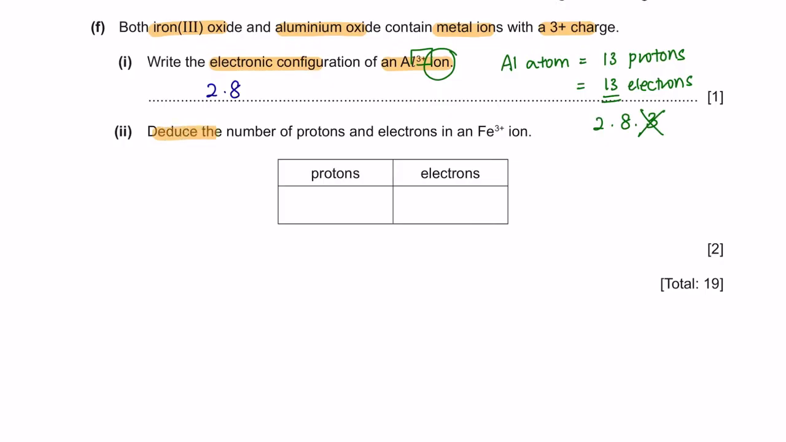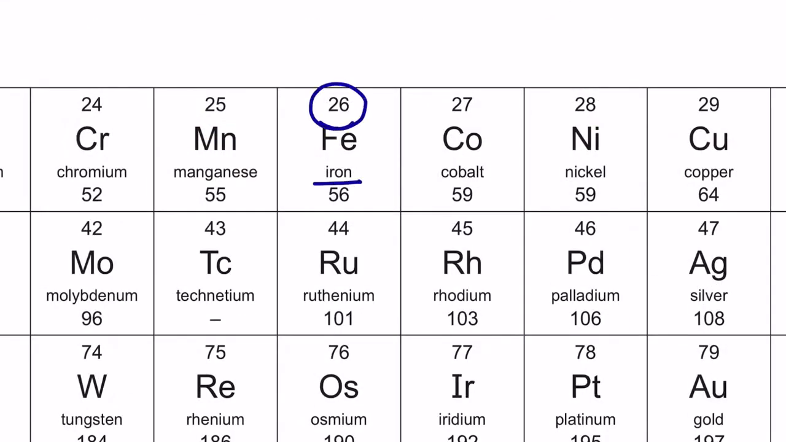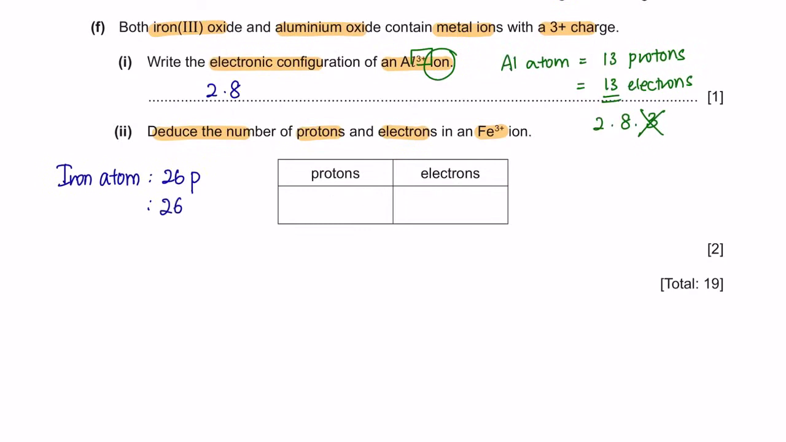Part 2. Deduce the number of protons and electrons in iron 3+ ion. So we're going to repeat the same step. An iron atom has 26 protons, which means that it also has 26 electrons. So the number of protons is 26, but as for the number of electrons, we are looking at the ion and not the atom. The charge here is positive 3, which means that 3 electrons have been donated. So 26 electrons take away 3 electrons, you will get 23 electrons for the ion.